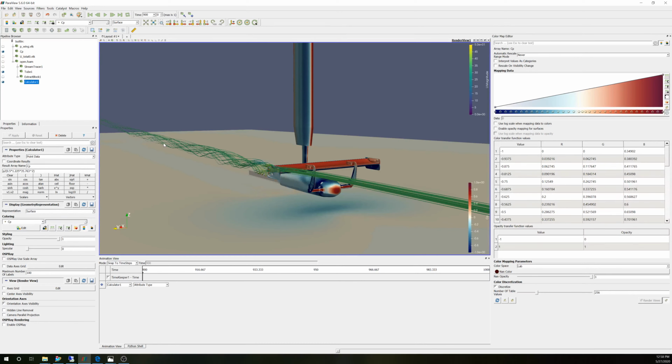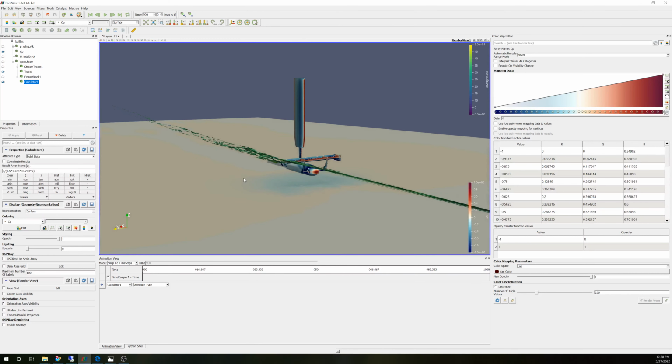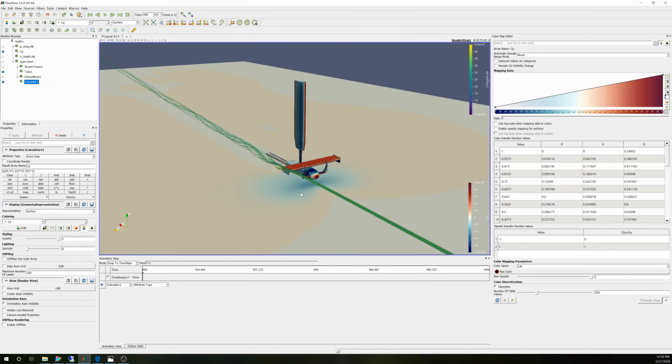So there we go. You can now see how the floor is affected. It is a low pressure zone, with a peak around minus 0.4 on CP. So yeah, I guess that kind of is the end of this.